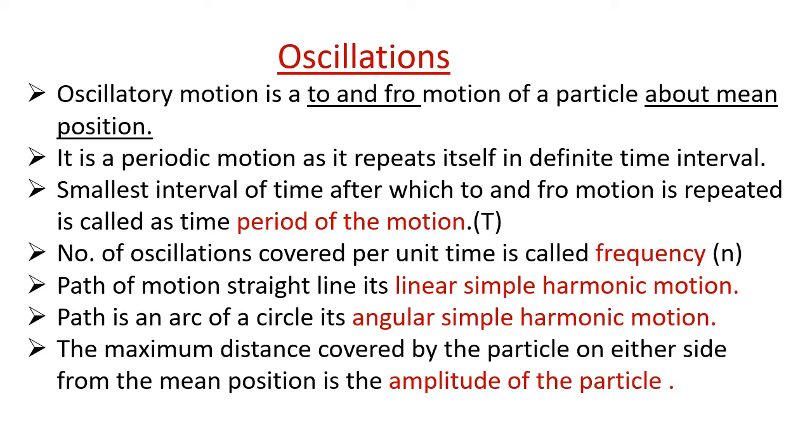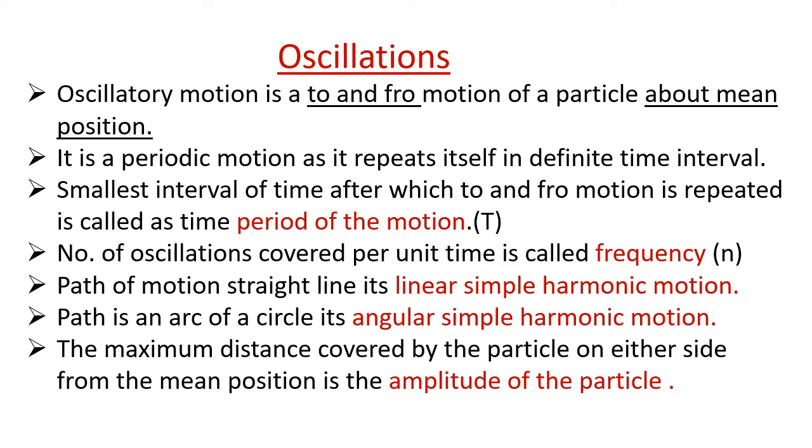When we talk about oscillatory motion, it is a to and fro motion of a particle about a mean position. Oscillatory motion is also called a periodic motion as it repeats itself in a definite time interval. When we study oscillatory motion, we need to have the basic ideas of certain terminologies used, such as time period of the motion, frequency and amplitude. Let us get them one by one.